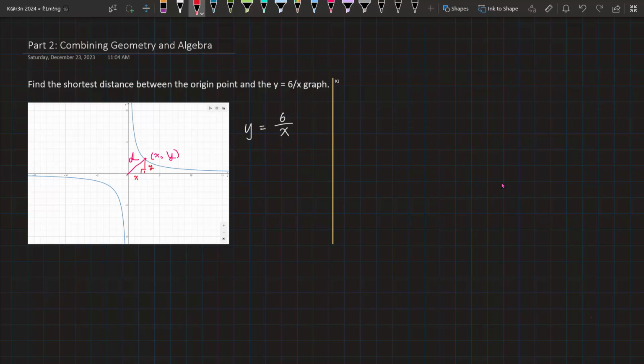This is Karen with another solution to the same problem from the previous video. Here is the problem again. Find the shortest distance between the origin point and the y is equal to 6 over x graph.